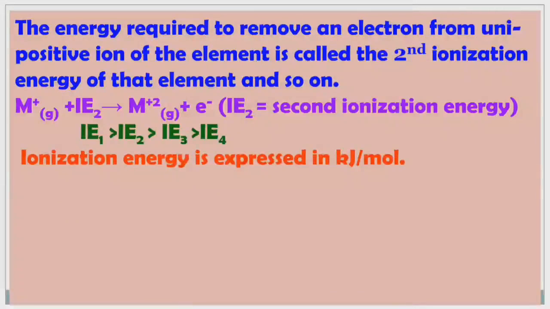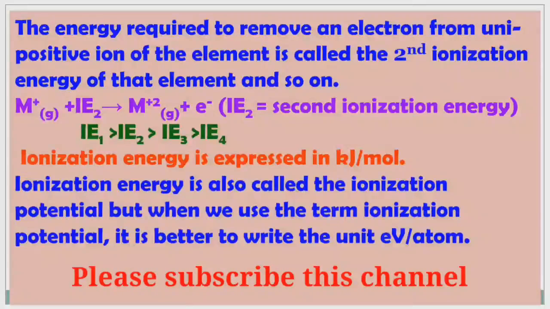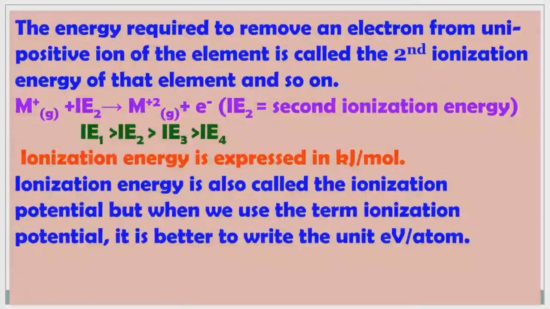Ionization energy is expressed in kilojoules per mole. Ionization energy is also called ionization potential. But when we use the term ionization potential, it is better to write the units as electron volt per atom.